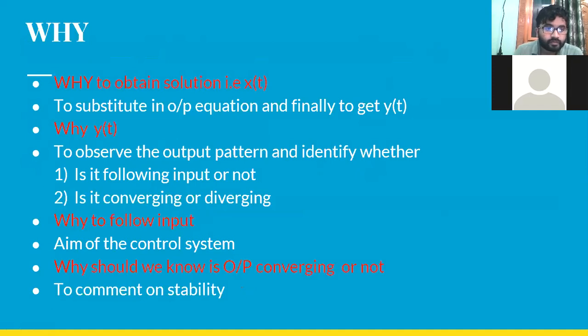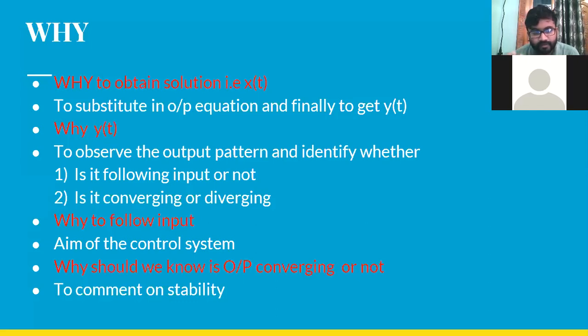So why should we obtain the response, or why should we obtain y of t? All the process we are undergoing is for obtaining y of t. You know all these things; I just want to refresh them from the basics of control systems. Why should we obtain the solution, that is x of t? We have to substitute it in the output equation and obtain y of t. Why should we obtain y of t?